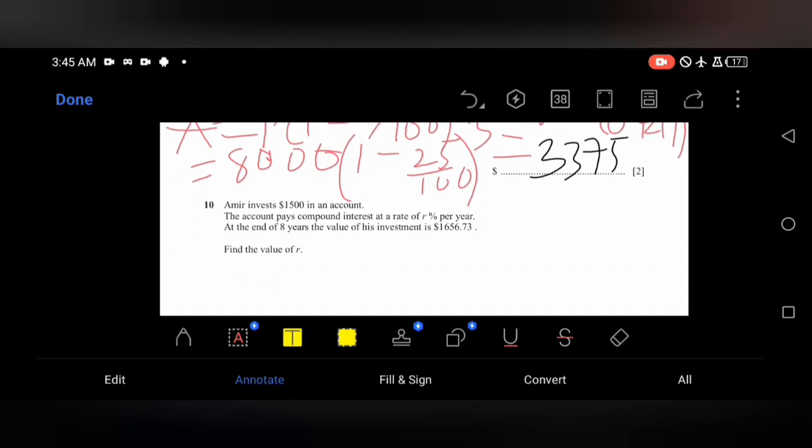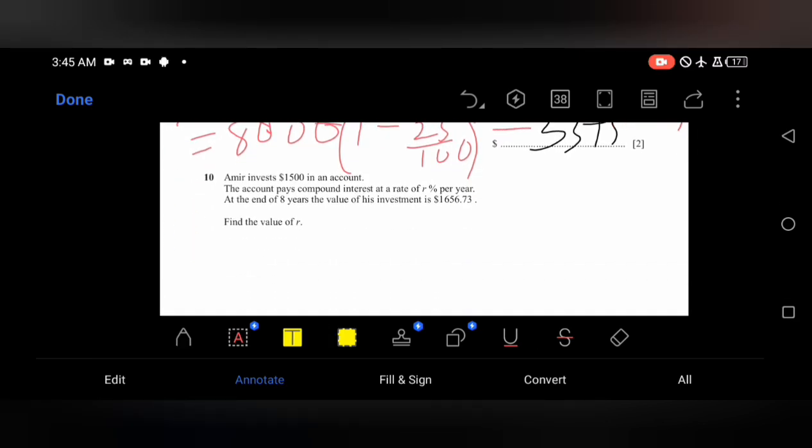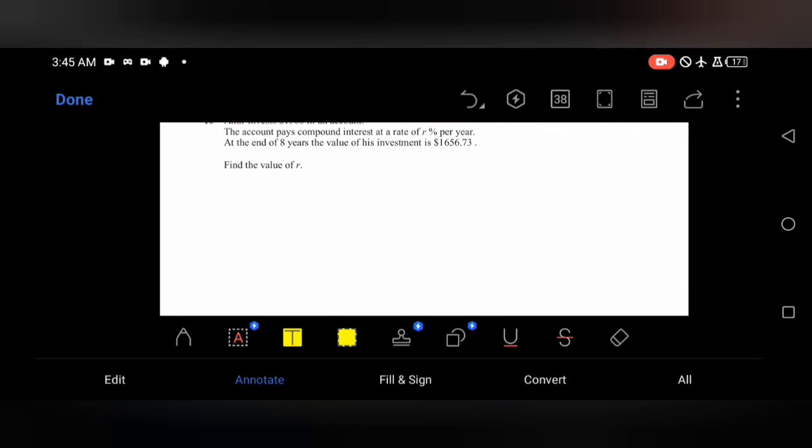Now we move to question number 10. Invest 1,500 in an account. The account pays compound interest at a rate of R% per year. At the end of 8 years, the value of the investment is $1,656.73. Find the value of R.